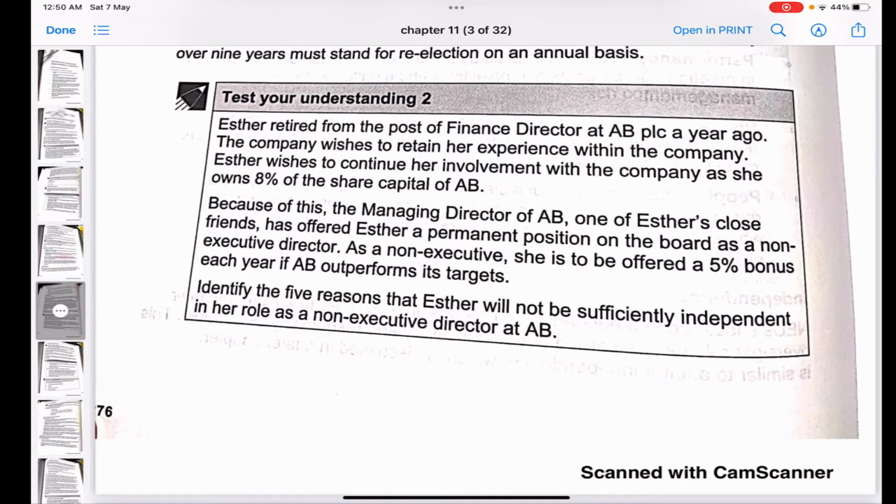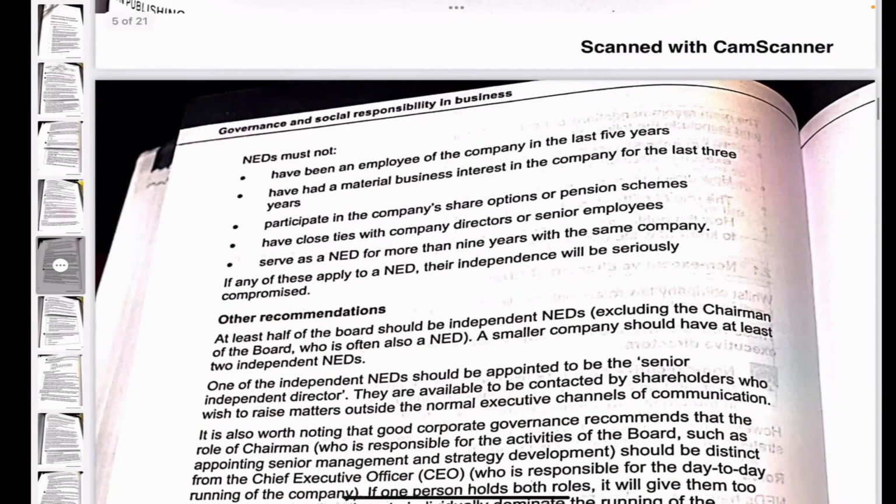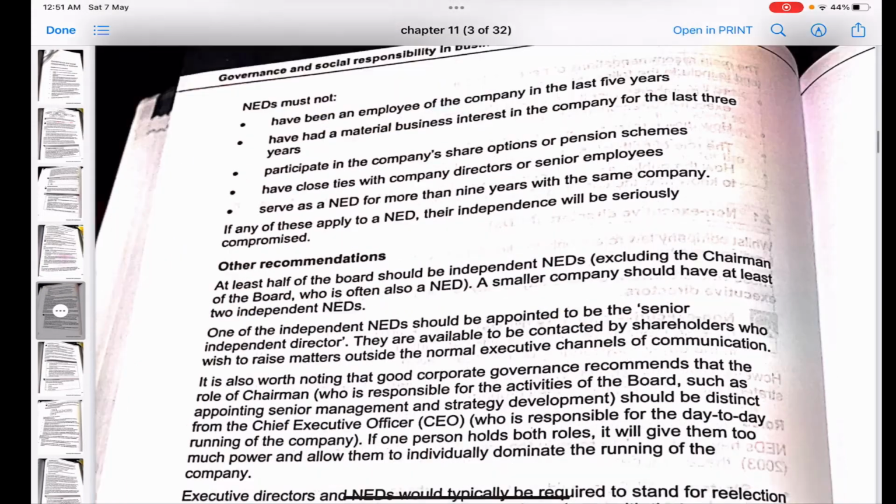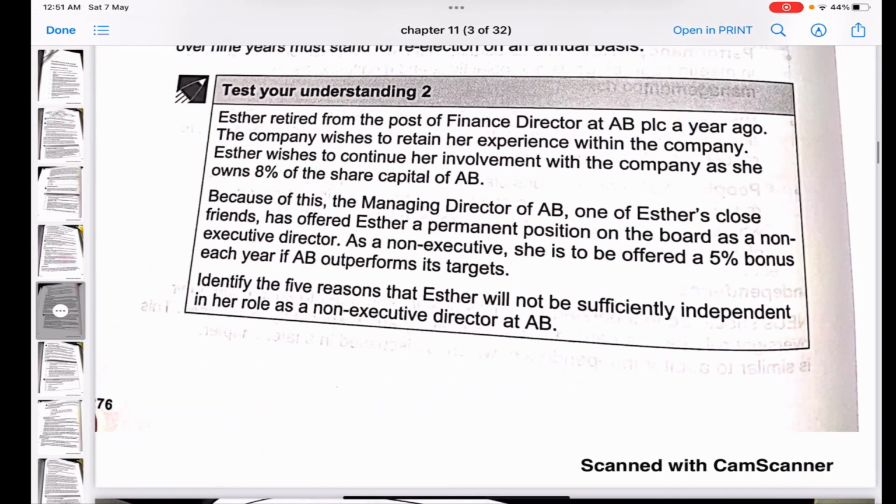Test your understanding too. Now read it yourself and do it yourself. It is very easy. As we have read above, I'll tell you where you can refer to the answer. It's very easy. These 5 points which we've seen are the reasons why Esther cannot be the NED. I'm sure you can do it yourself. I've even given you the answer.